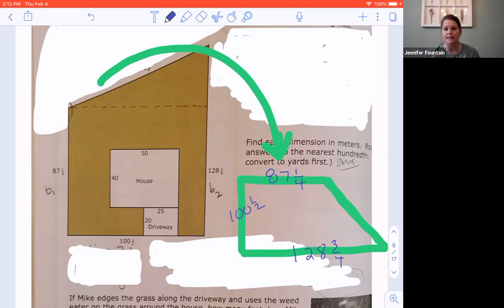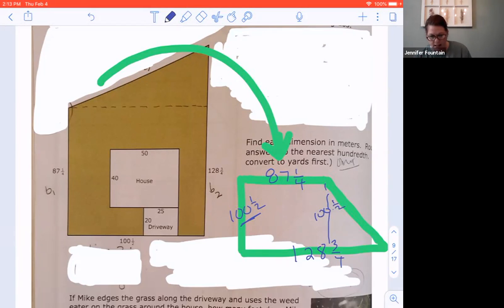So basically all I did was turn it, and it helps me kind of see what that is. You can see how I had the little dotted line drawn. That's my height right there. My height is listed right there, but I know it's the same length as this one right here. So my height is the same. It's going to be 100 and a half.